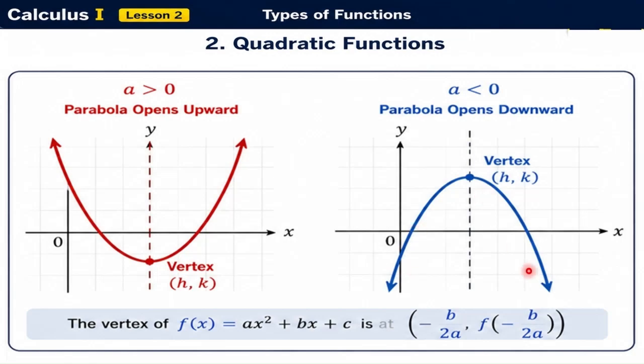Furthermore, every parabola has a special point called the vertex, which represents either the maximum value or minimum value of the function. Quadratic functions appear naturally whenever acceleration is involved. For example, the motion of a ball thrown into the air is described by a quadratic function.